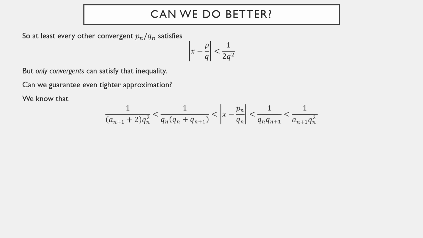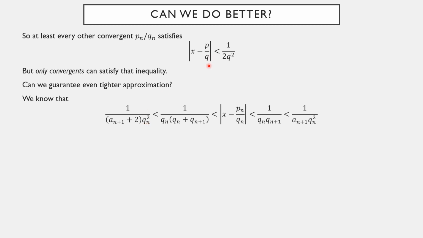Well, we know the following. The distance of x to the convergent is less than 1 over a_{n+1} qn squared. However, we've established this in the past, and from here, setting up that q_{n+1} is a_{n+1} qn plus q_{n-1}, and using the inequality that qn is bigger than q_{n-1}, you'll end up with this. So the distance from x to this convergent is smaller than 1 over a_{n+1} qn squared, but bigger than 1 over (a_{n+1} plus 2) qn squared.